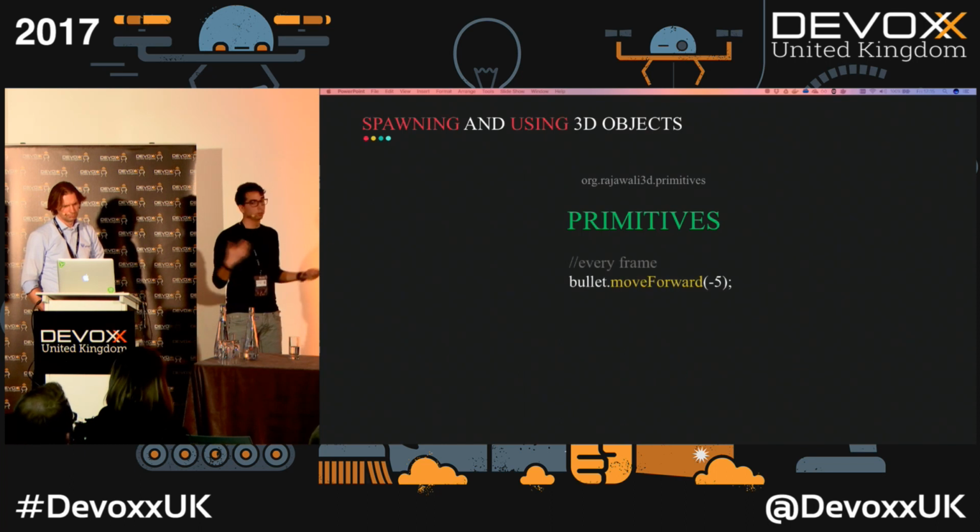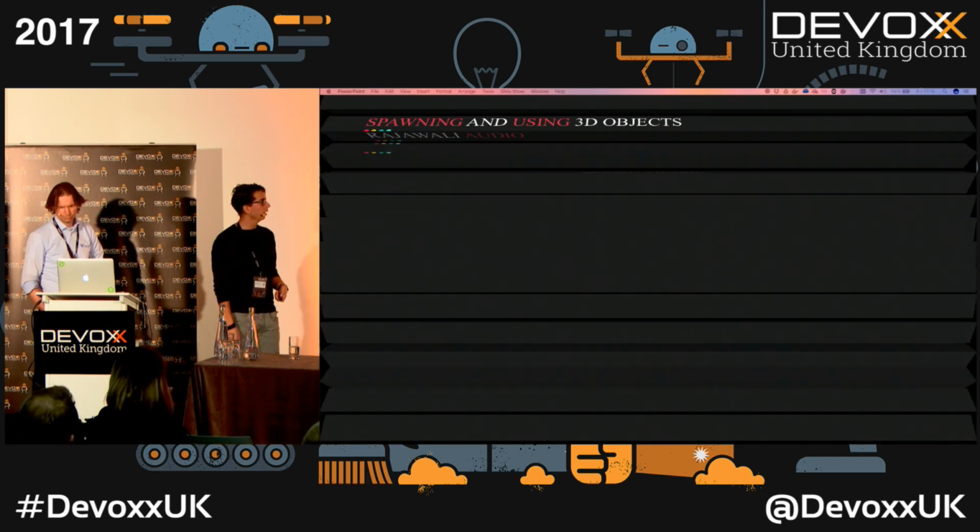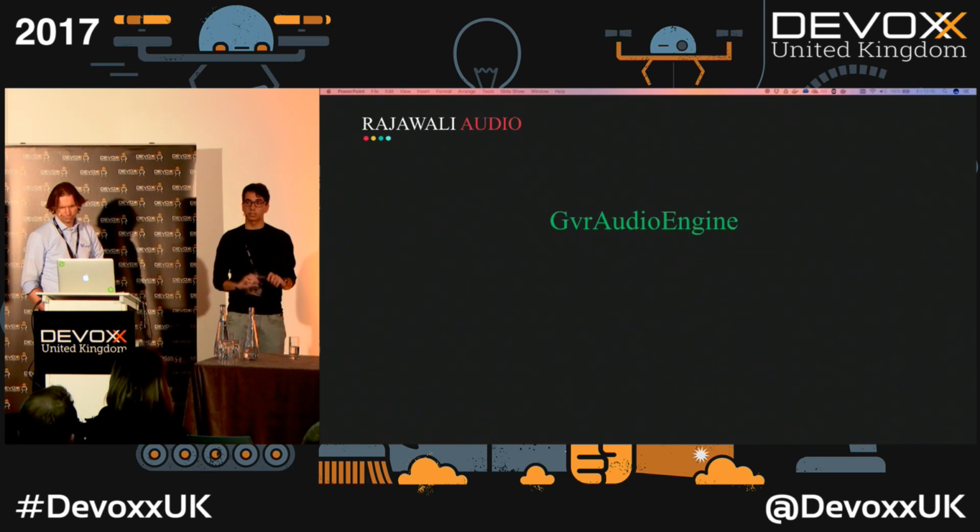And then if you want to move it, instead of having to translate its matrix, you can just call a function they made, move forward with a certain step, and your bullet goes forward. And finally, audio is exactly the same as the Google Cardboard SDK, so nothing new there.